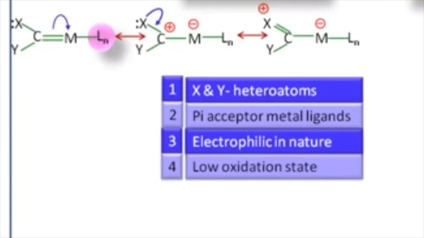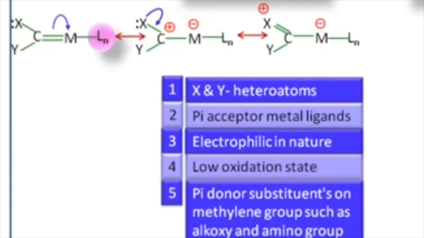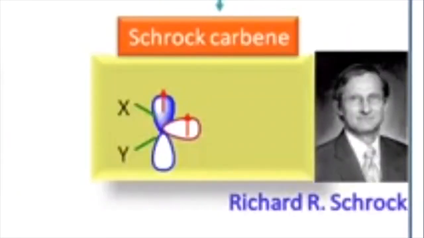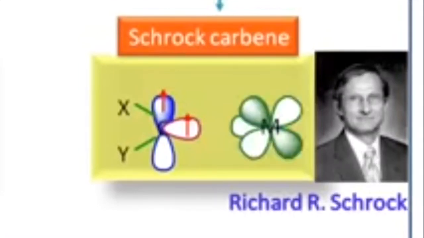The metal atoms are in a low oxidation state in Fischer carbene. The substituents, the X and Y, are pi donor substituents. Bonding in this complex can be viewed as the coupling of a triplet state metal and a triplet carbene.